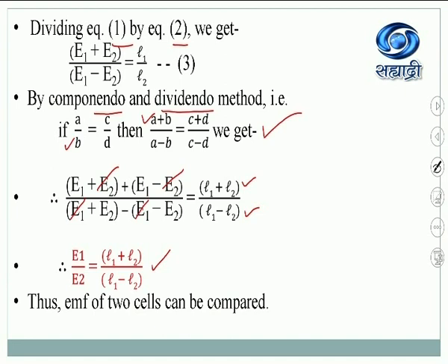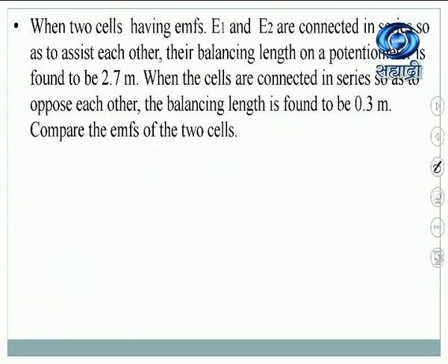Remember the two equations. First we had seen E1 by E2 equal to L1 by L2 when cells are connected separately. Here we have E1 by E2 equal to L1 plus L2 upon L1 minus L2 in the sum and difference method. So these are the two methods with which we can compare the EMFs of the two cells by using the potentiometer. Okay, we shall solve one numerical on this.